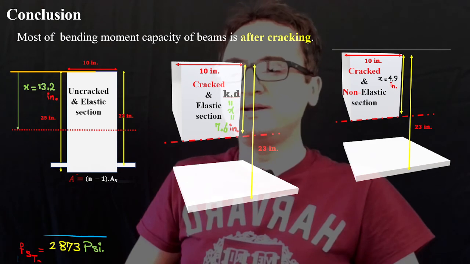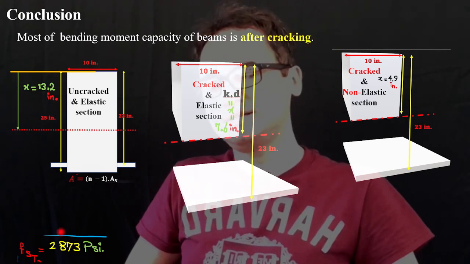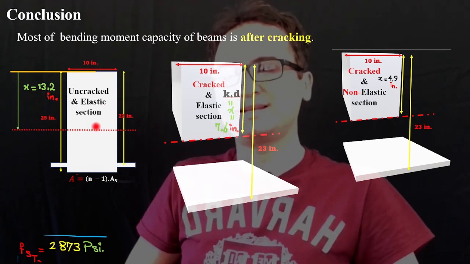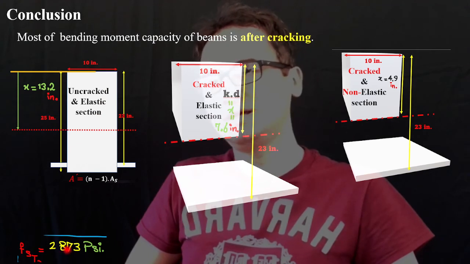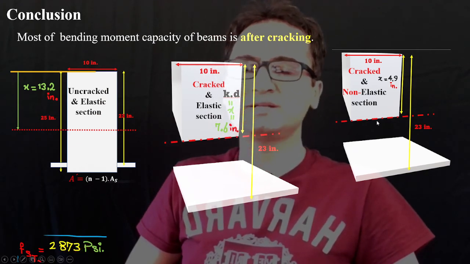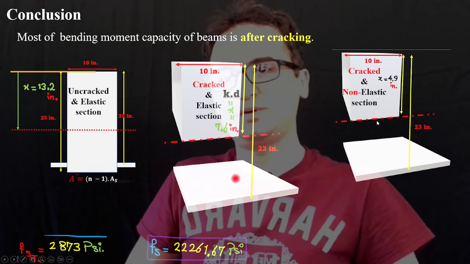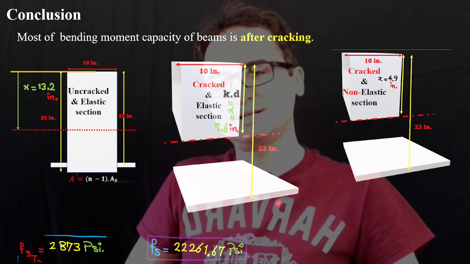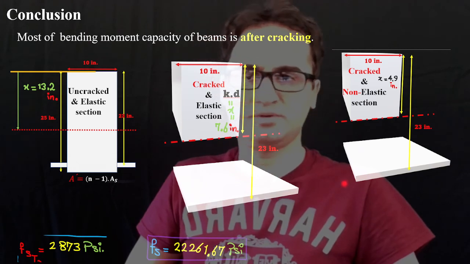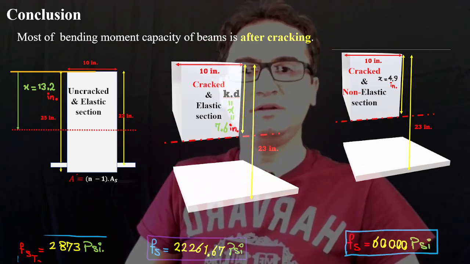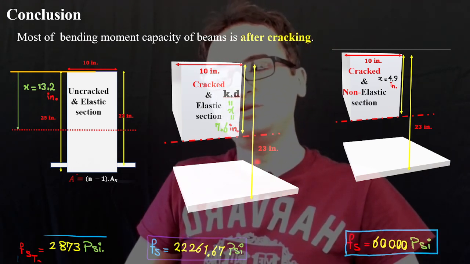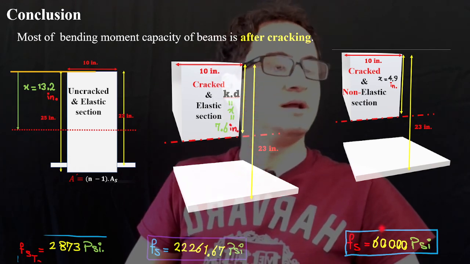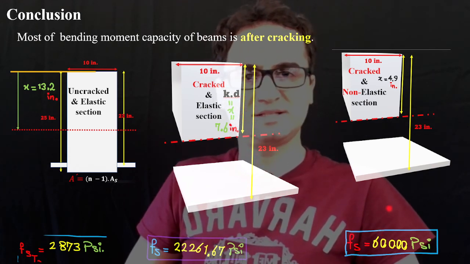If you make a comparison of the tensile stress in steel, from the uncracked elastic section, which is 2,873 psi, it increases to 22,261.667 pounds per square inch. And finally, it moved from 22,000 to the yield stress of steel, which is 60,000.